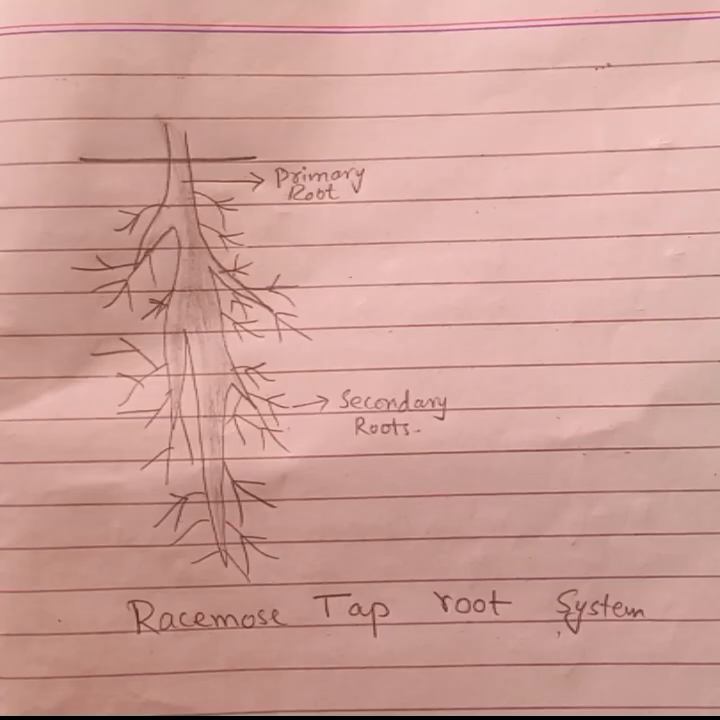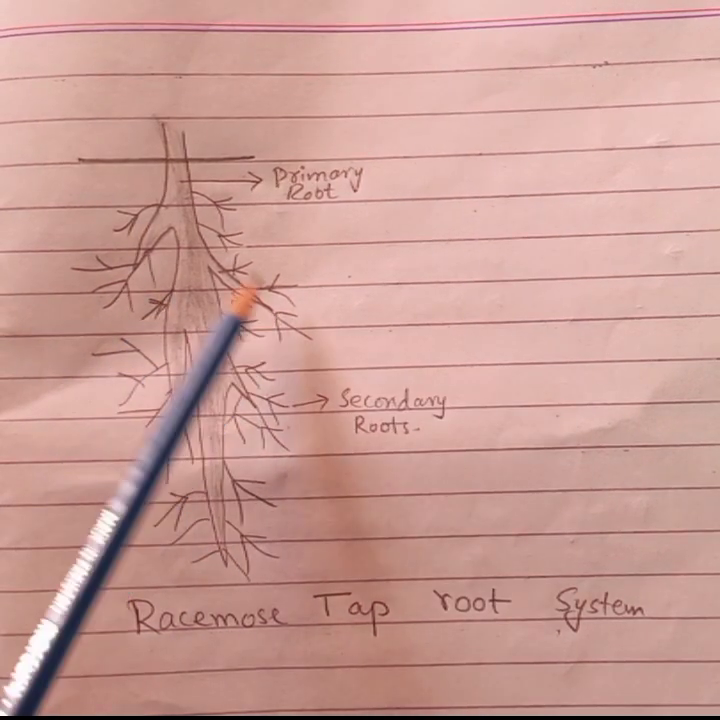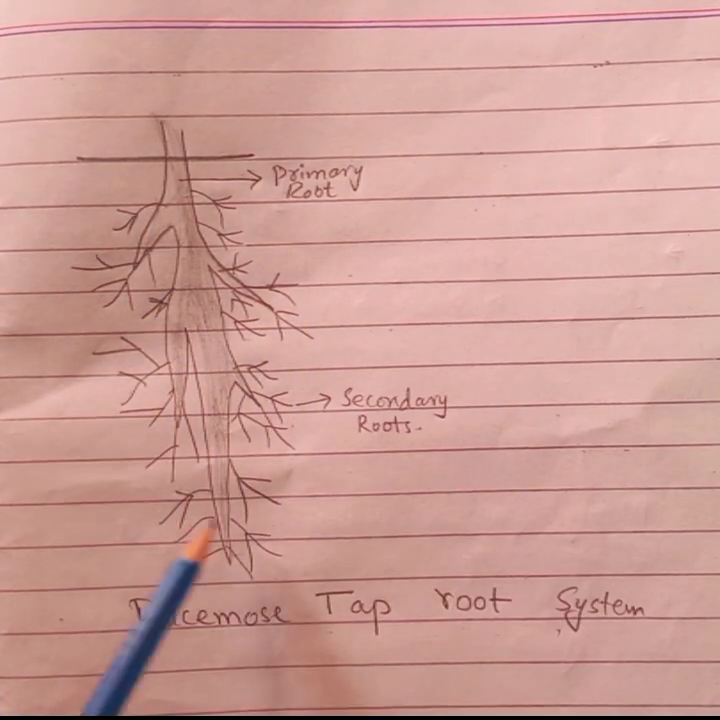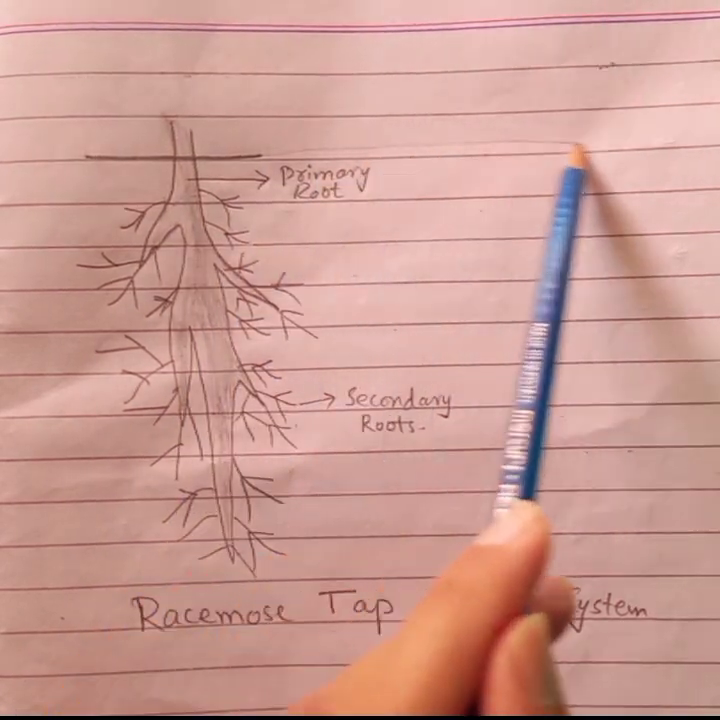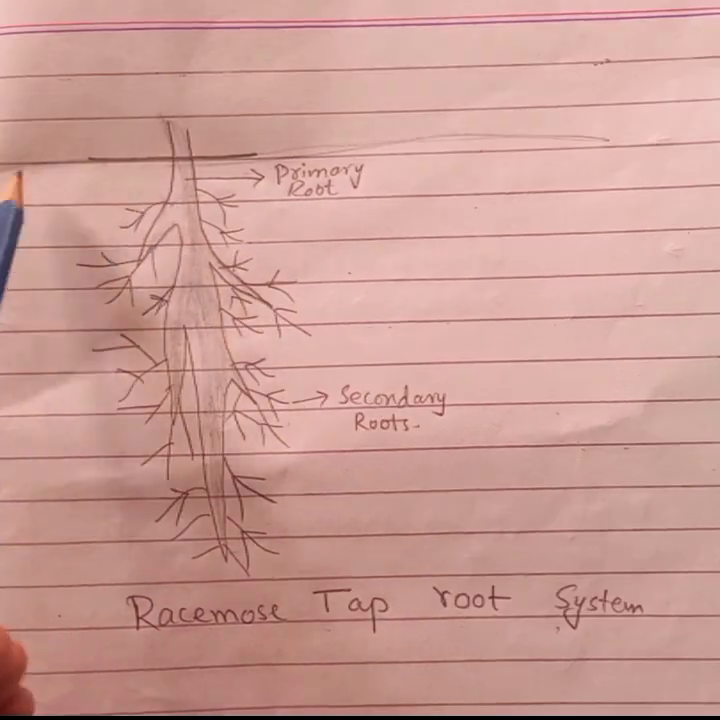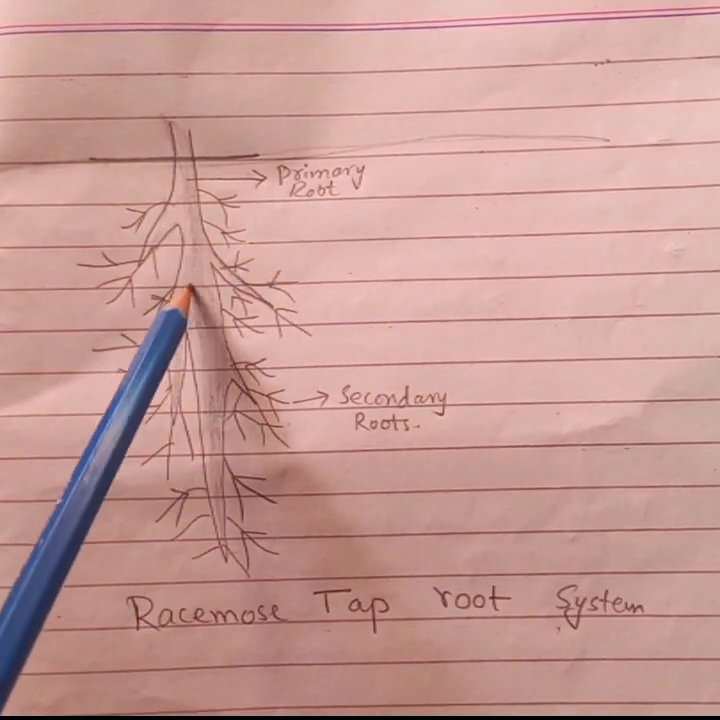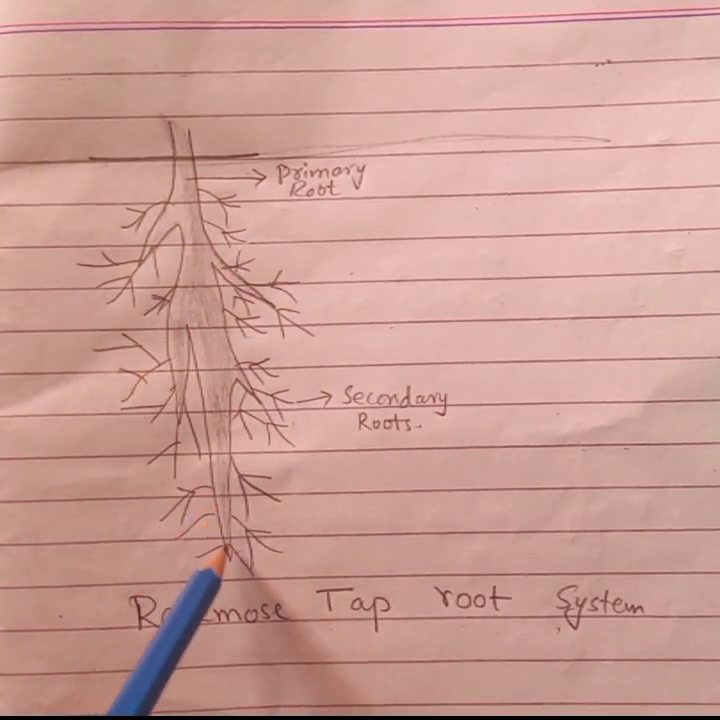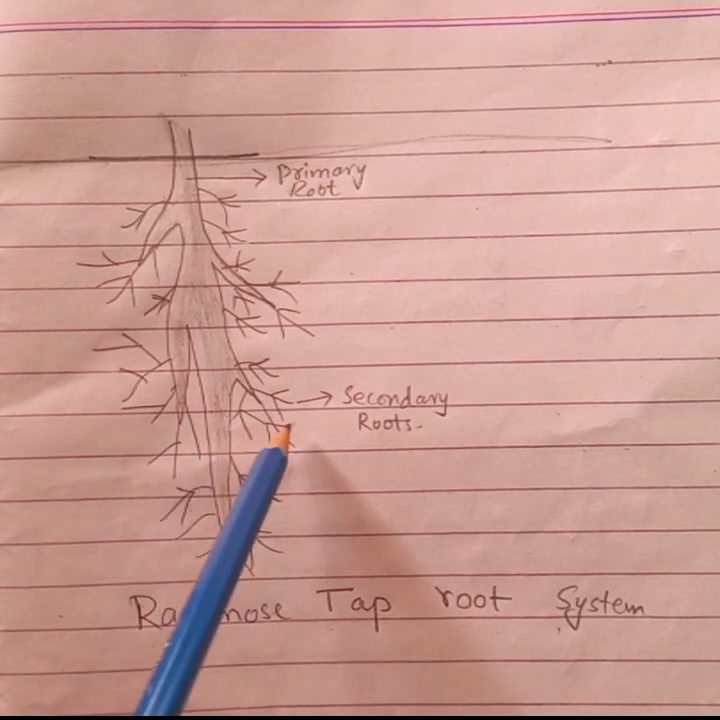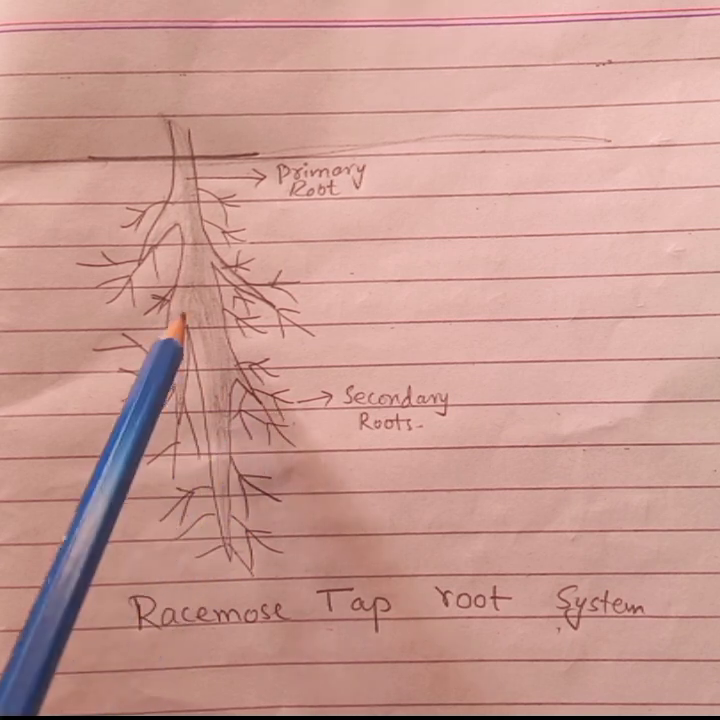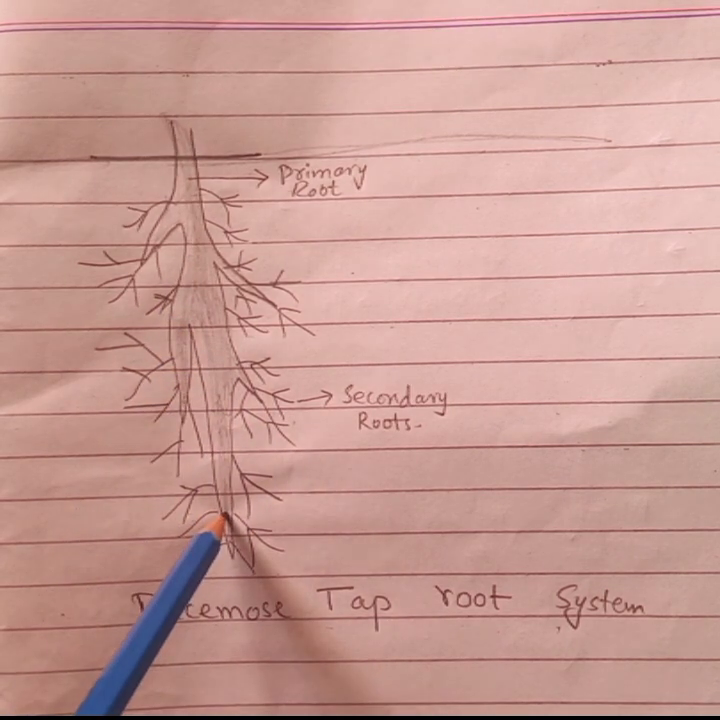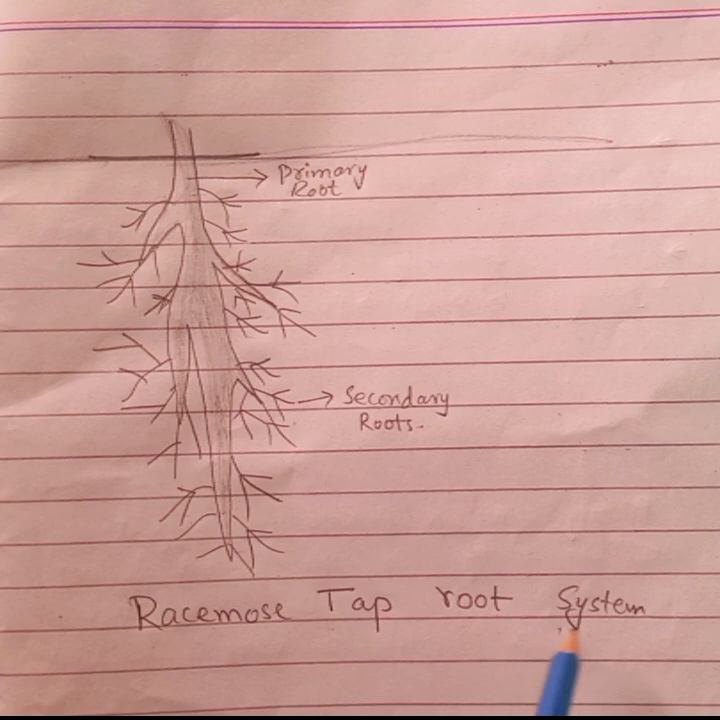Now let us understand the racemose taproot system with the help of a diagram. Here this is the primary root, and you can see that this primary root is going very deep in the soil. This is the upper surface of the soil, and the taproot or the primary root is going so many feet down in the soil, right? And this is the secondary root. So you can see that secondary roots are smaller as compared to the primary root. Okay, so this is the racemose taproot system.